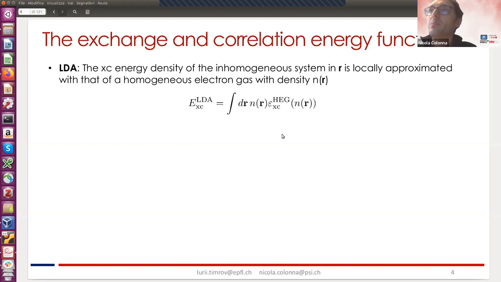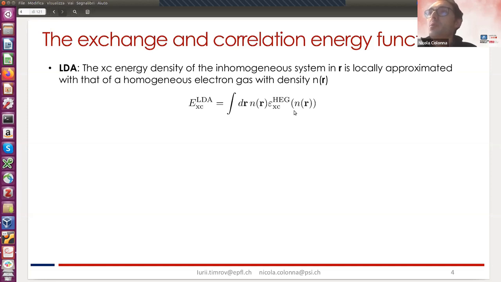Kohn and Sham themselves proposed a very simple approximation based on the so-called local density approximation, where essentially the energy density of the system at any point in space is approximated with that of a homogeneous electron gas that has a density equal to the local density of the real system. In practice, this means that the LDA energy is expressed as an integral, where the only ingredient is the energy density of the homogeneous electron gas. And this can be computed once and for all with a very accurate method, in particular quantum Monte Carlo calculations.